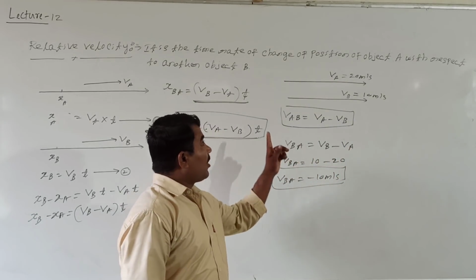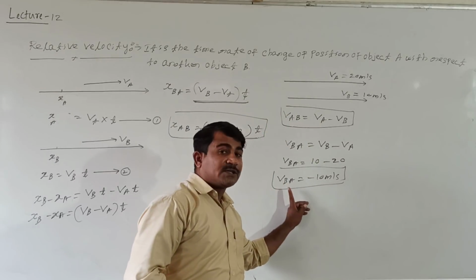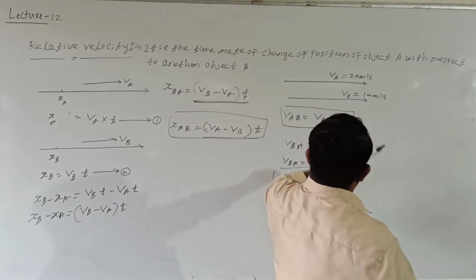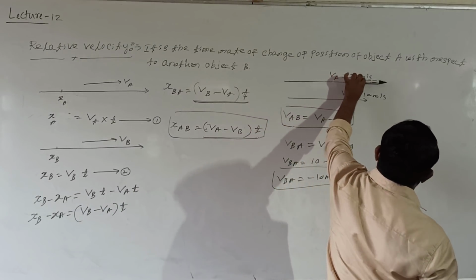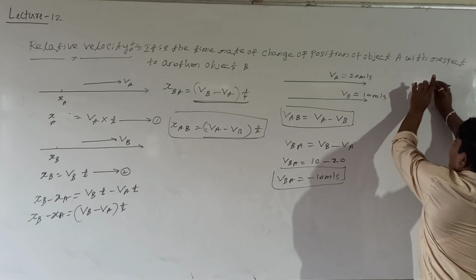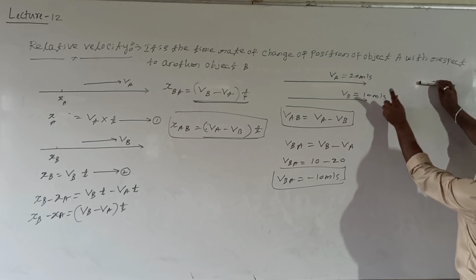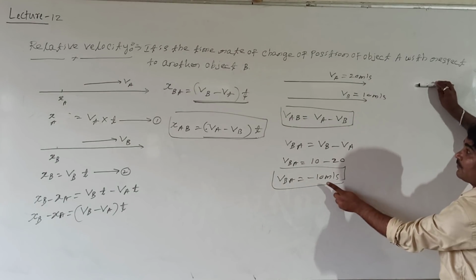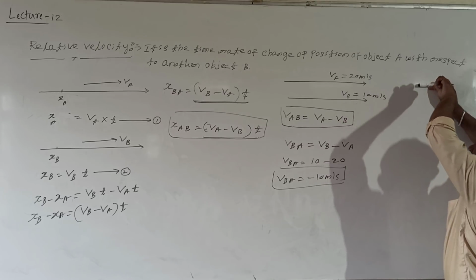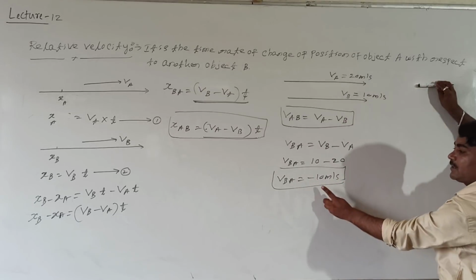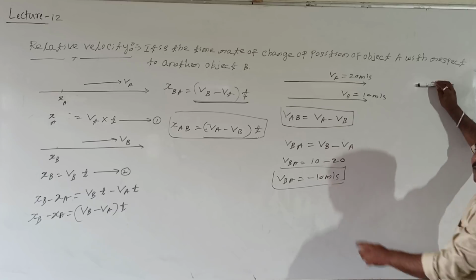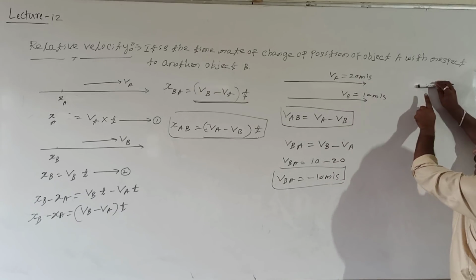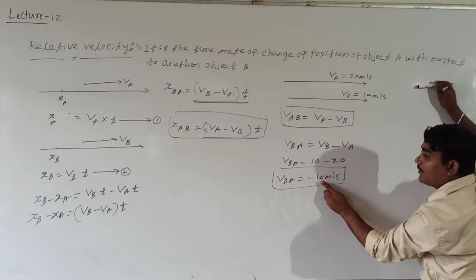What is that? When observer A is seeing the velocity of object B, what is the meaning of this? The meaning is that VA is always moving in the forward direction. When this observer turns and sees this object, what can object A feel? Object A can feel that object B is moving with negative velocity. That velocity we are calling 10 meter per second. I mean, when the observer is seeing object B, it is moving backward with a velocity of 10 meter per second.